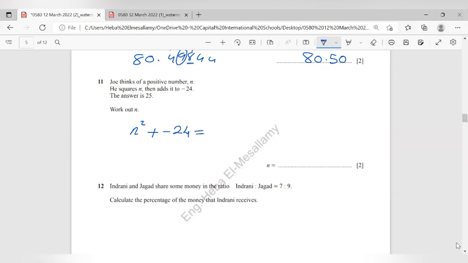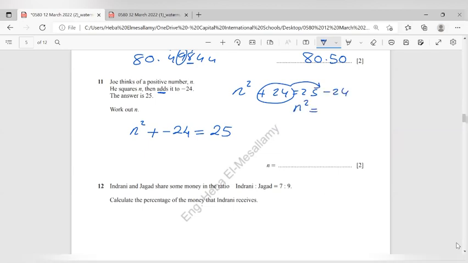The answer is 25. What is the mistake that could be done here? Maybe you rush and then you write n squared plus, you add and you just ignore the negative. You might write n squared plus 24 equals 25. After then you will move the 24 there as minus 24. You will feel comfortable, things are going amazing, n squared equals 1, so n equals 1, and this is not the correct answer. Please read the question carefully and translate it in a proper way.